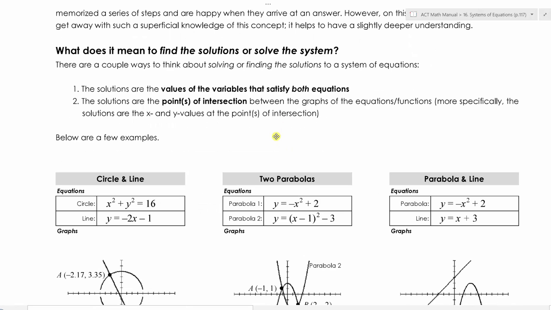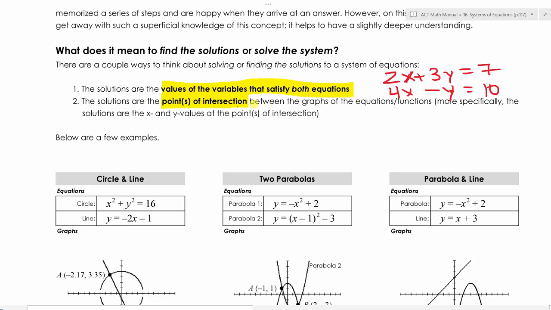In terms of finding the solution or solving a system of equations, you, again, should understand what that actually means. One is that you are trying to find the values that satisfy both equations. So when you have something like 2x plus 3y equals 7 and maybe 4x minus y equals 10, and somebody tells you to solve this system or find the solutions to this system, they're telling you to find the x and y values that make both of these equations true.